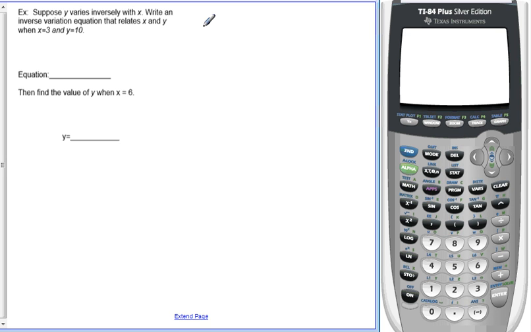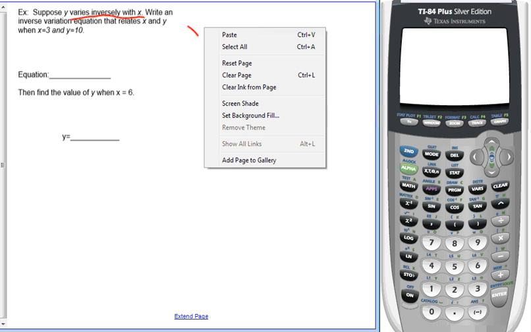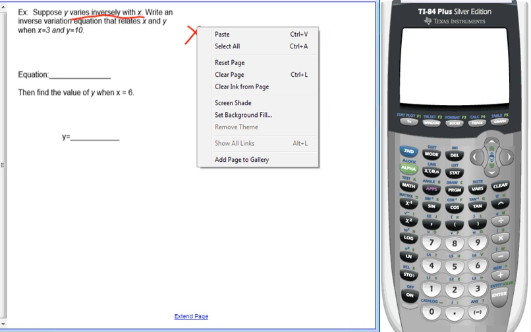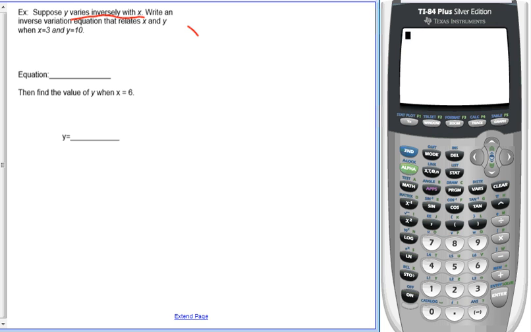Another example, suppose y varies inversely with x. Write an inverse variation equation that relates x and y when x is 3 and y is 10. So the minute you read this part here, y varies inversely with x, you should be thinking y equals k divided by x.